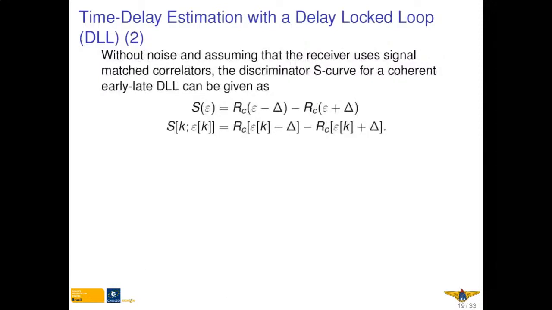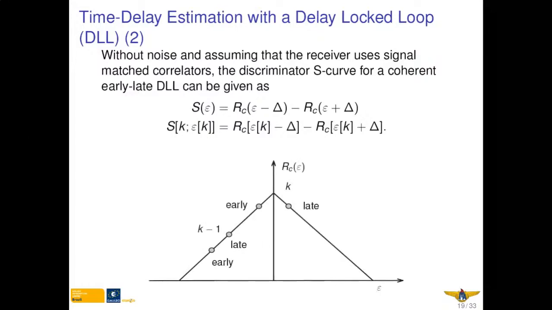Without noise and assuming that the receiver uses signal matched correlators, the discriminator S-curve for a coherent early-late DLL can be given as follows. So this is what we just discussed before, which determines our steps, and is called the S-curve in the delay lock loop. And we can also write this dependent on k.